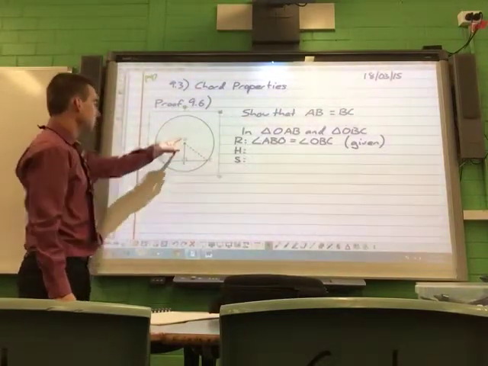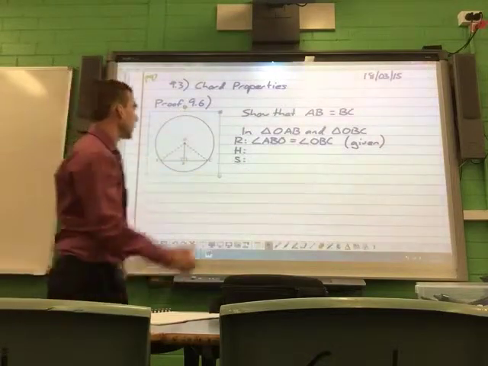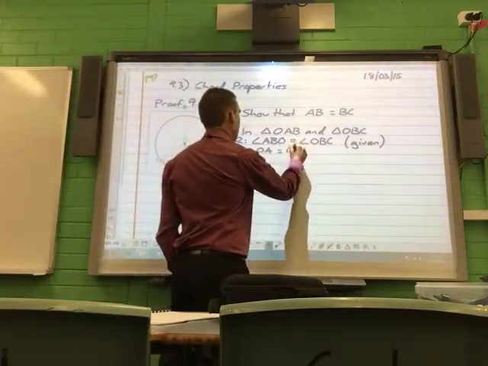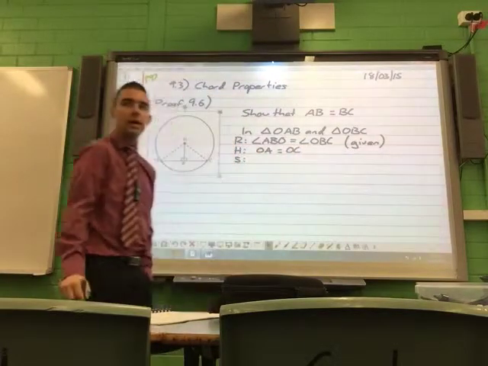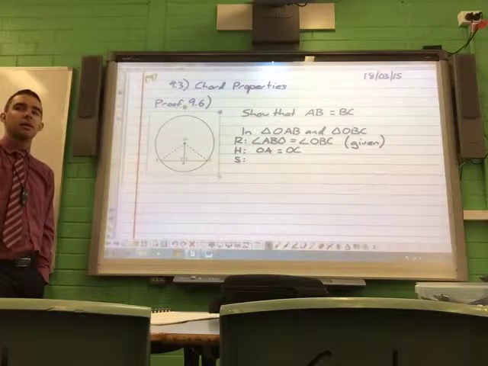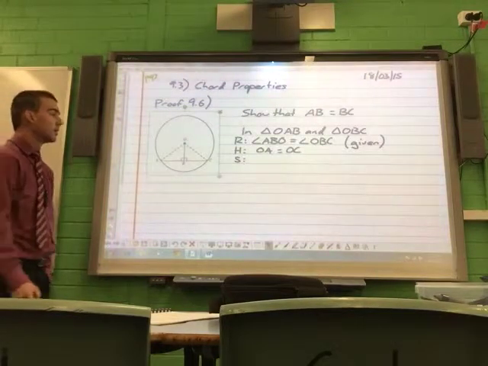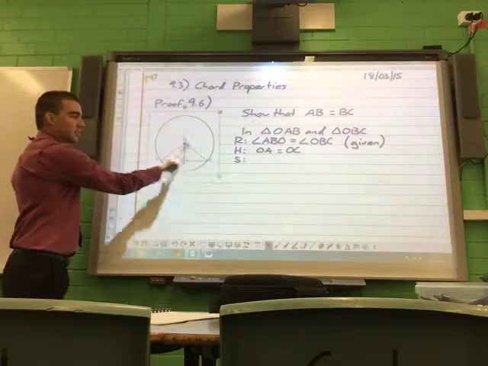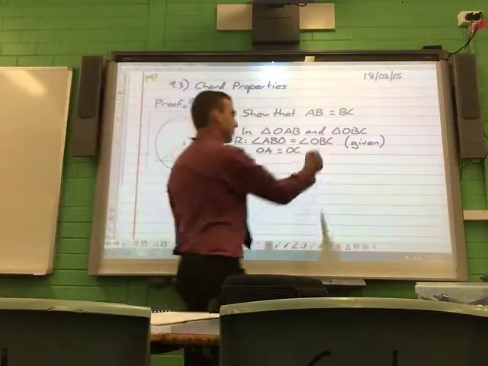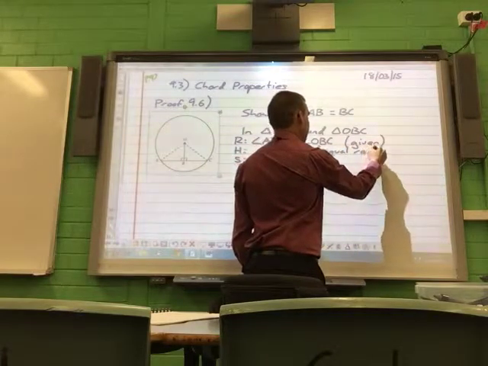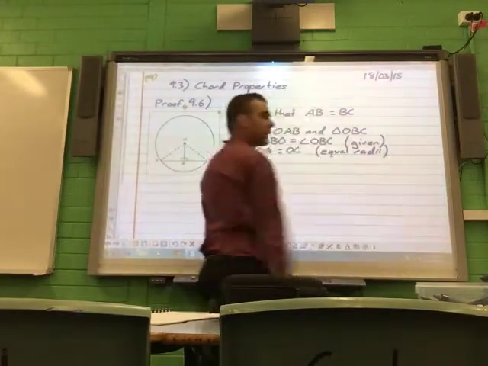Alright, the hypotenuse. Right, so opposite the right angle is the hypotenuse. So OA must equal OC. Why? What part of the circle is this? What part of the circle is this? Radii. Radii is the plural for radius.